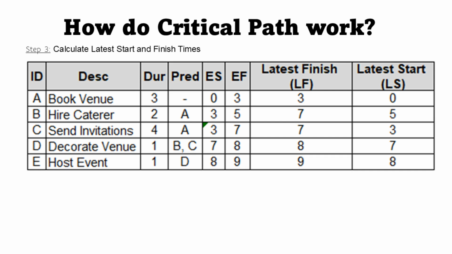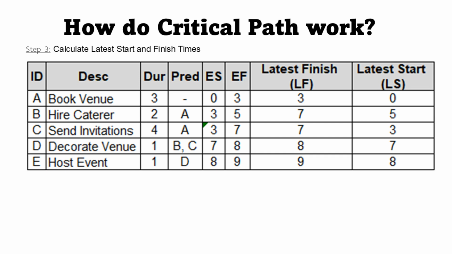Time to work backward with latest finish (LF) and latest start (LS). These show the latest each task can end or begin without delaying the project. Start with task E, host. It must finish by day 9, so latest finish is 9, and latest start is 9 minus 1, which is 8. Task D, decorate, has to be done by task E's start, so latest finish is 8, and latest start is 8 minus 1, giving 7.